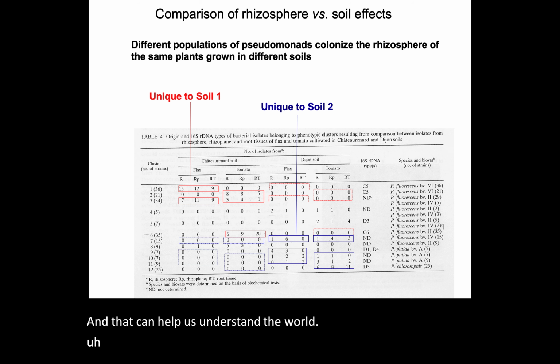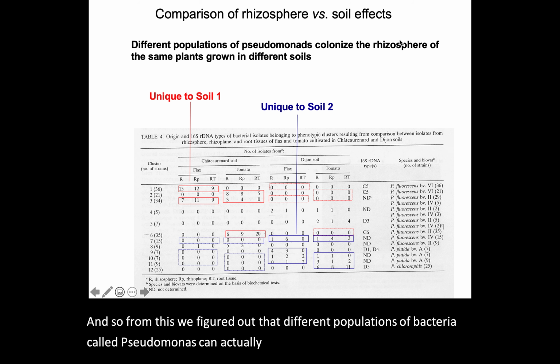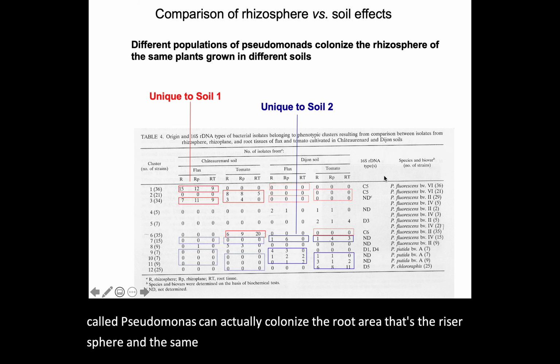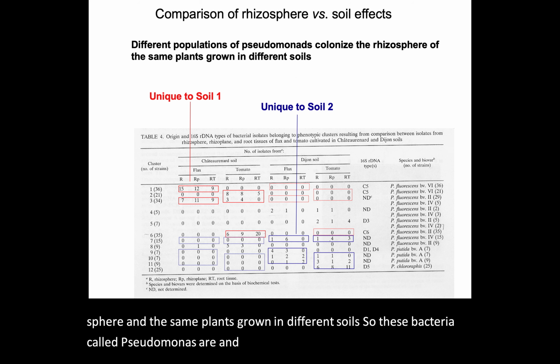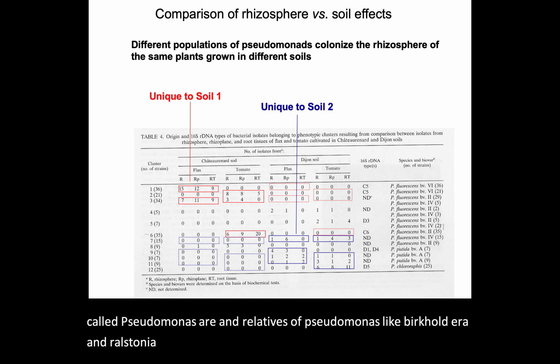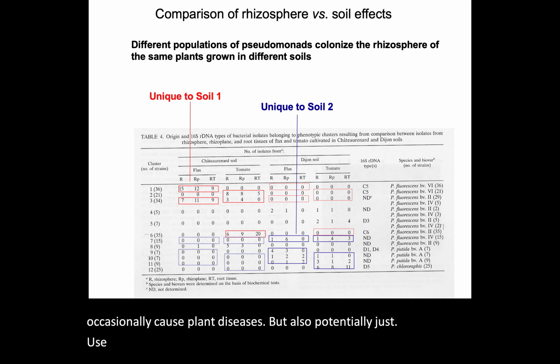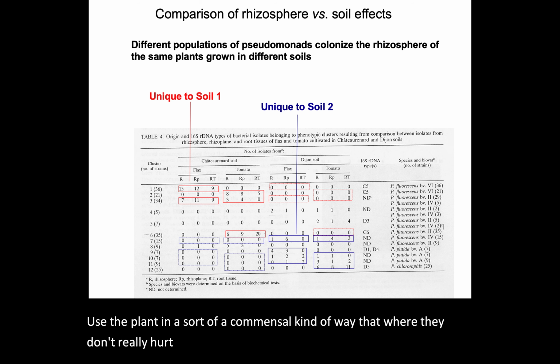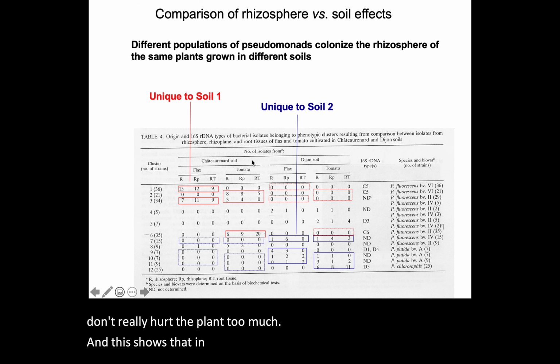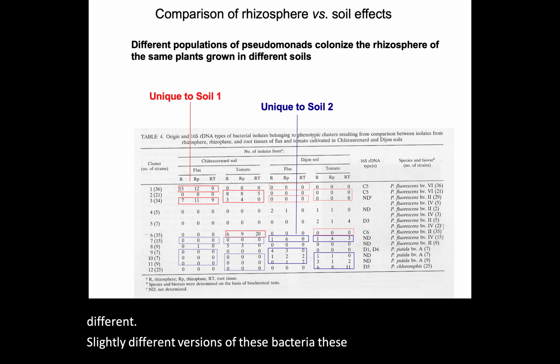And so from this, we've figured out that different populations of bacteria called Pseudomonas can actually colonize the root area, that's the rhizosphere, of the same plants grown in different soils. So these bacteria called Pseudomonas, and relatives of Pseudomonas, like Burkholderia and Ralstonia, for example, they live around plant roots normally and occasionally cause plant diseases, but also potentially just use the plant in a sort of commensal kind of way where they don't really hurt the plant too much. And this shows that in certain types of soil, you'll actually get slightly different versions of these bacteria, of these pseudomonads sitting around the plant roots. So that's interesting.